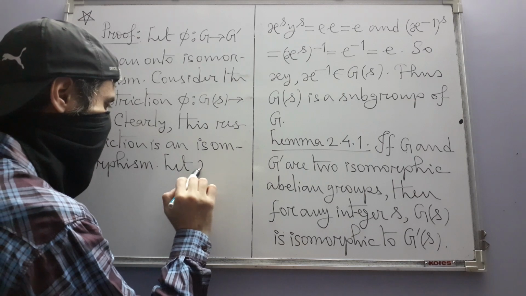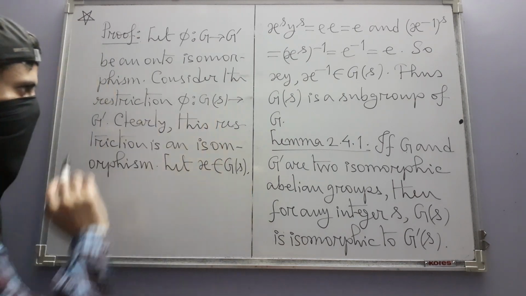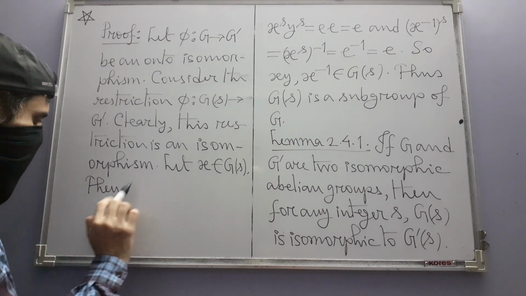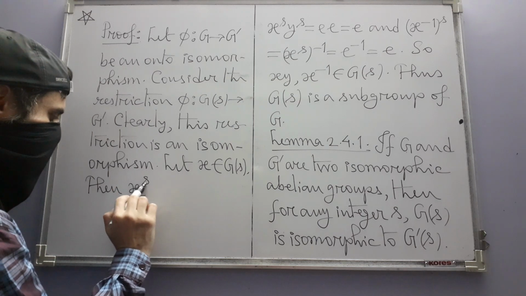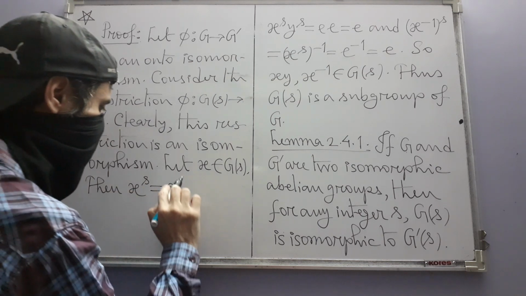Let x be any element in the domain of this restriction, that is G of S. Then x to the power S is equal to e. That's the definition of G of S.